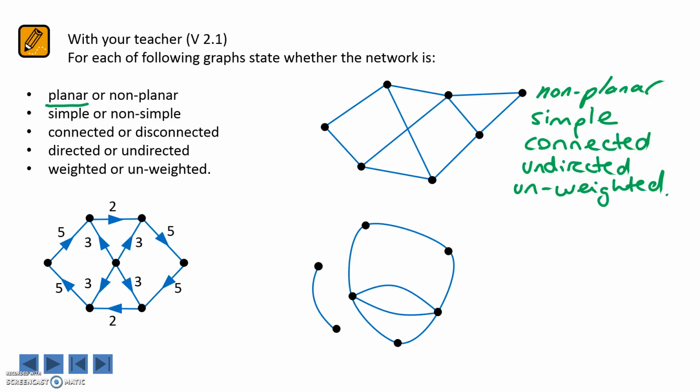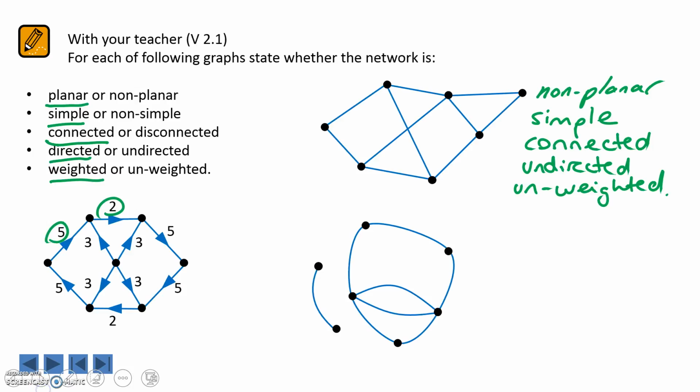Simple or non-simple? So are there loops? No loops. And does every single point, from one to the other, have only one edge? There are none that have 2 edges, so it must be simple. Connected or disconnected? It looks like all the vertices you can reach as you go around, so it's connected. Directed or undirected? It's got arrows on it, so it must be directed. And is it weighted or unweighted? So it's got all these numbers, so it must be weighted.